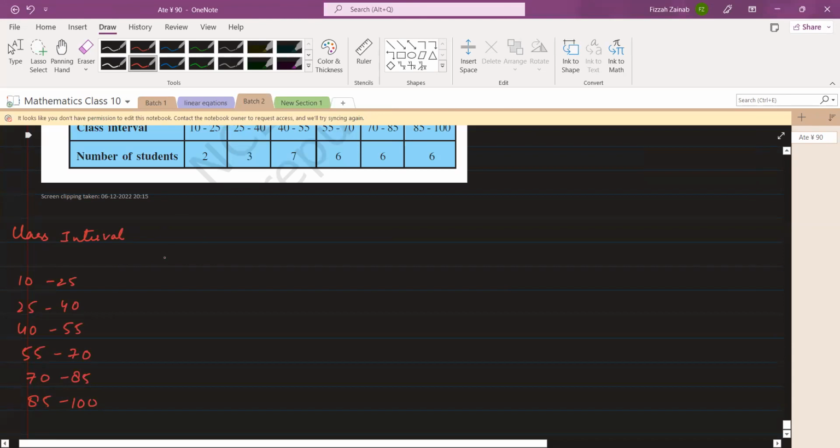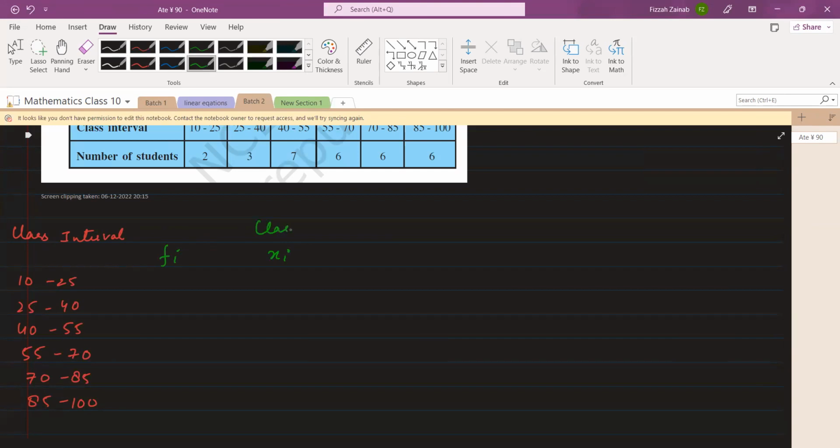Then your next column was Fi. Next column will be Xi, which is your class mark. That means the middle value of the group you will find out, right? Obviously, with this group, you cannot multiply anything. You need a number from this. So that number is actually class mark, which is the middle value. In the direct method, just Fi into Xi is enough. In the assumed mean method, there is an additional column of Ti, which is Xi minus A, right?